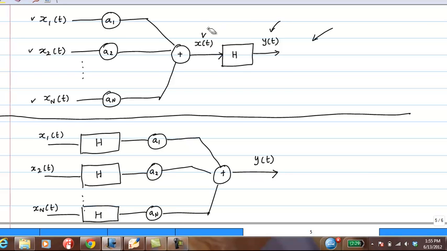Now what linearity means is this. It means we can switch the role of these scaling functions and this system. In other words, we can take the result of passing x1 through the system first. Let's call it y1. We can scale y1. Take x2, pass it through the system. We get y2. We can scale y2 by a2, so on and so forth. And then we can add all of them up together. And if a system is linear, these two have to be the same.